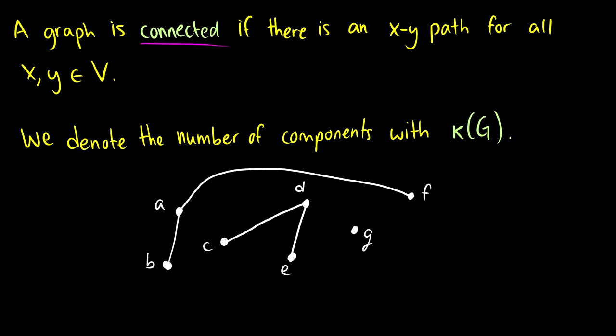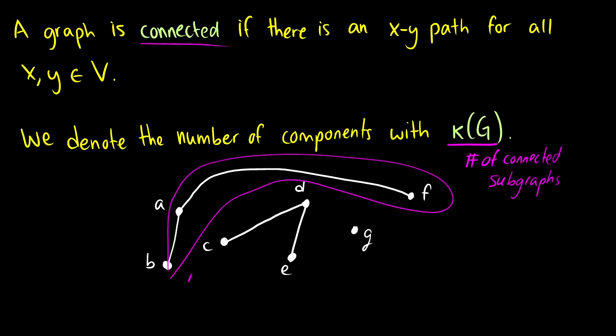If it's not connected, then we take a look at the number of components it has. So a component, which we'll call kappa of G, is really just the number of connected subgraphs. We'll talk about subgraphs next time, but this is just the number of connected subgraphs. So for instance, B, A, and F are all connected. So this whole part is one component. This C, D, E here is just one component. And this isolated vertex G is just one component.